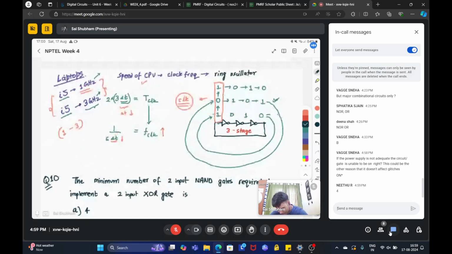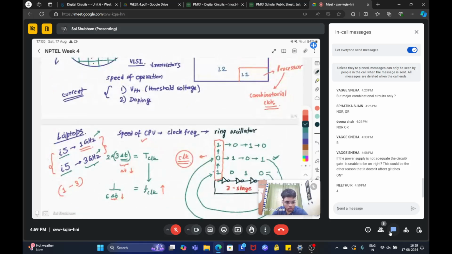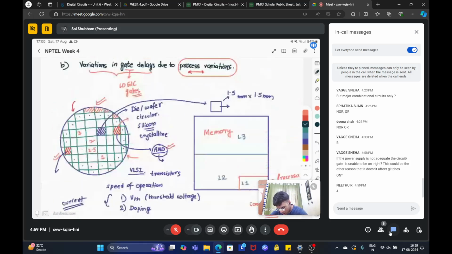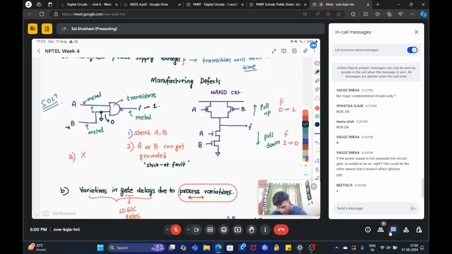Coming back to the question, you have asked that if the power supply is not adequate, the circuit gate is unable to be on. This could be the other reason, that it does not affect the glitches. When we are talking about power supply, I hope everybody got the question. I scrolled it up. Fine. So when we are talking about power supply, this is VDD, fine, and this is ground. Okay, this is higher voltage and this is lower voltage.